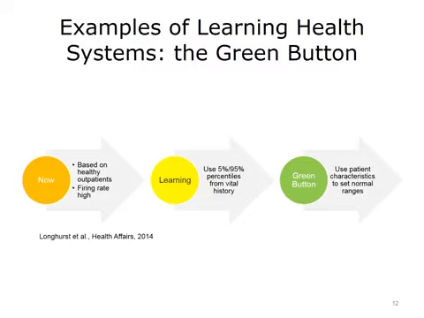In a similar example, outpatients with high blood pressure might normally be treated with the same set of initial drugs to lower blood pressure. Learning systems might adapt this based on the population rates of successful treatment. But the green button might allow an individual patient to be matched to others with similar characteristics to see what worked for them.